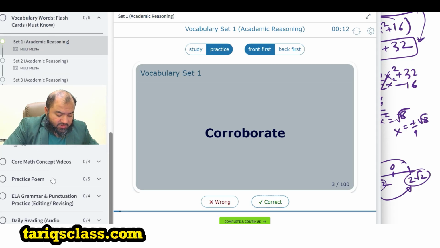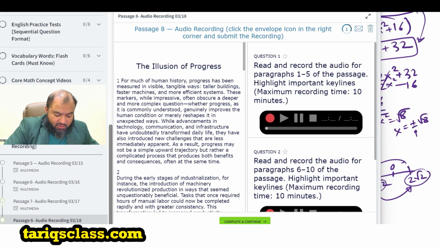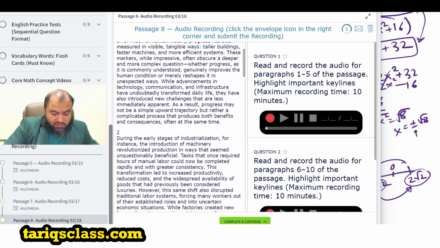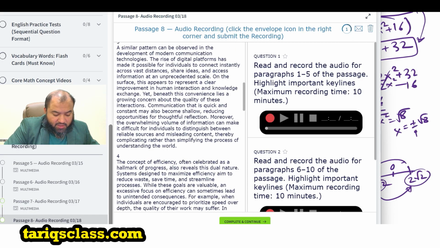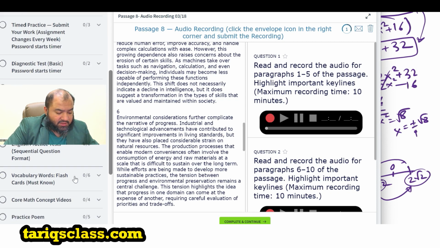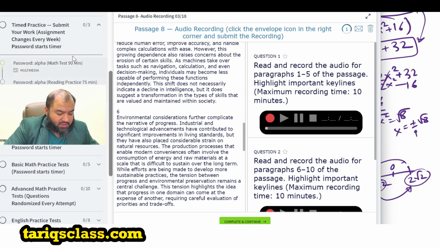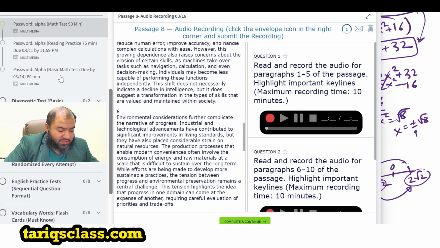So there are videos practicing the poems, ELA grammar, and daily audio recording. So students can record, like this was today's reading comprehension every day. So for example here, this one, they can highlight and start recording. This will record and then send this recording to me, so I can hear. This is like a daily reading recording. So this section is so that you stay active. Like I have this one section that's called time to practice. This is also for me to keep it so you guys stay sharp.